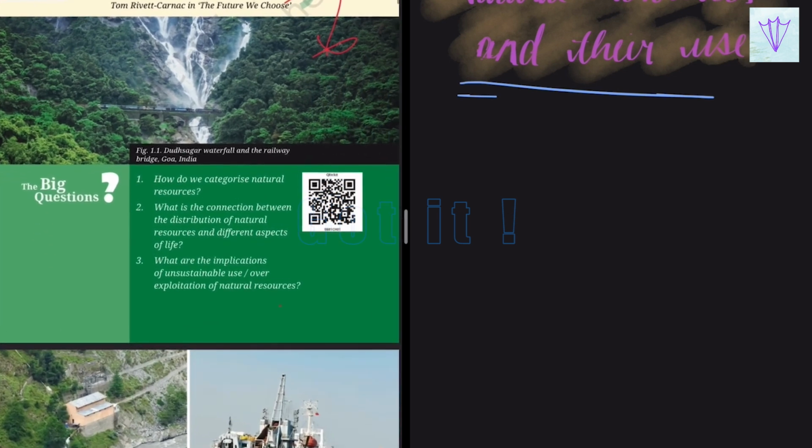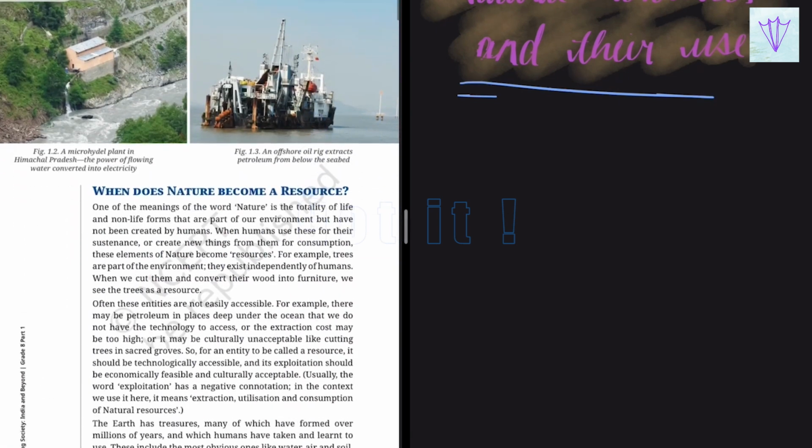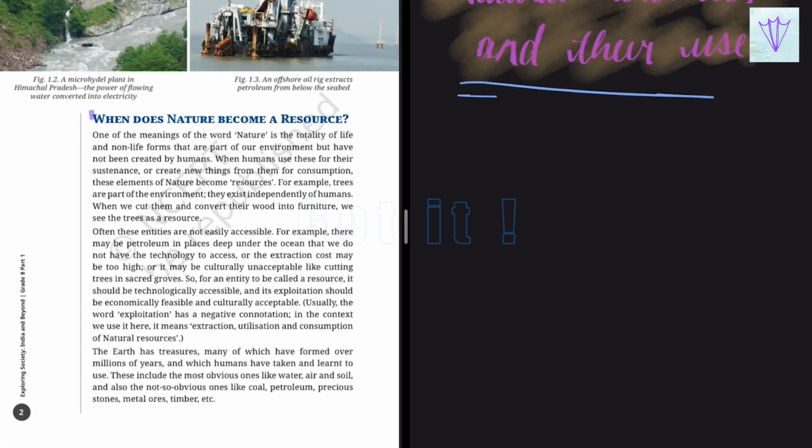In this chapter, we'll be dealing with these three main questions: how do we categorize natural resources, what is the connection between natural resources and the different aspects of life, and what are the implications, that is, the problems of unsustainable use or overexploitation of natural resources. Why is it important to use natural resources judiciously? Starting with, when does nature become a resource?